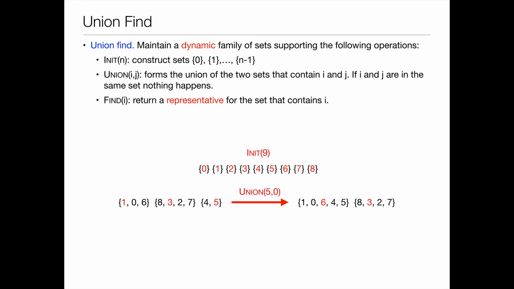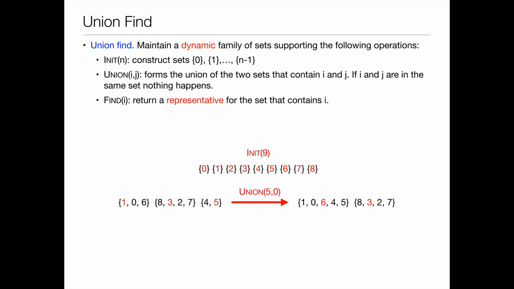Finally, the find operation returns a representative for the set that contains i. The representative can be any element in the set, and it's up to the data structure designer to define what the representative should be. The key property is that if you take find on 2 elements from the same set, they should return the same representative.